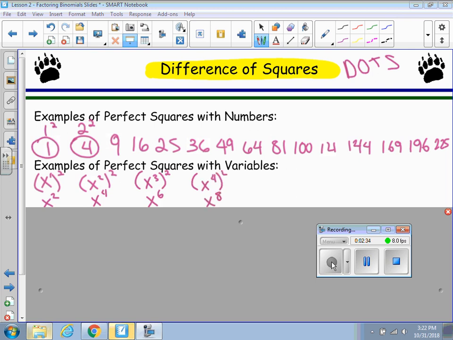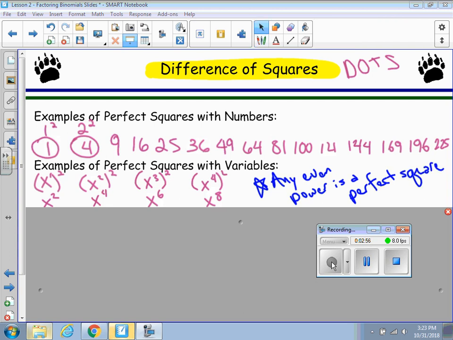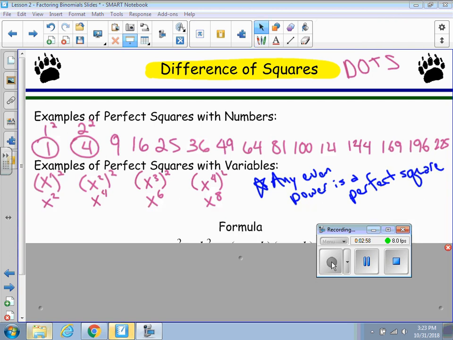And hopefully we're noticing the exponents on these perfect squares. All right, x squared, x to the fourth, x to the sixth, x to the eighth. We're going by even powers. So any even power is a perfect square. And that's good for us to know. So now let's look at the formula for a difference of squares.